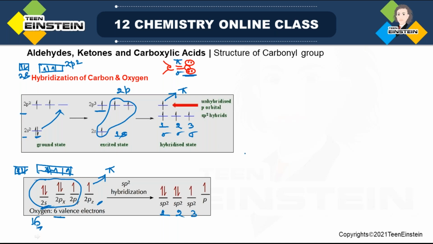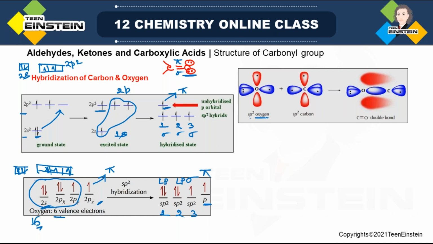So this p orbital, which is not taking part in hybridization, is actually responsible for the pi bond, and also this p is responsible for the pi bond. And oxygen has only 1 sigma. So this 1 sigma bond will be by this sp2, and the other 2 sp2 orbitals where paired electrons are present will actually be lone pairs. So 2 sp2 orbitals will contain the lone pairs of electrons.